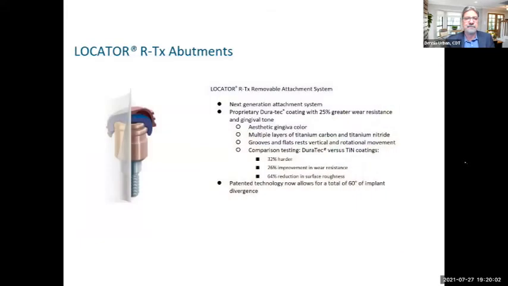and the final case is going to have that room for processing those attachments. And if you have divergency issues with implants, Locator RTX abutments take care of that divergency issue up to 60 degrees total divergency, which is great. Many times those implants aren't straight and parallel, and we have to consider these types of attachments.